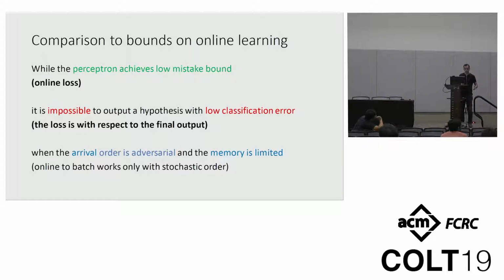So let's compare this to the perceptron algorithm. The perceptron has linear memory and good guarantees, but the guarantee of the perceptron is on the online mistake loss. And we show that if we are interested in outputting a final hypothesis which is good on the data, then actually we cannot do it with linear memory. We'll need memory of d squared to do it.